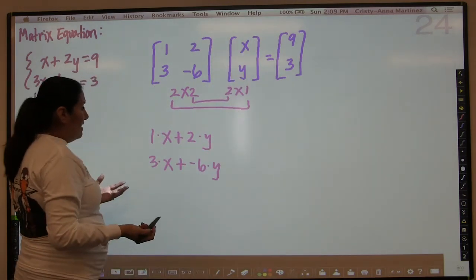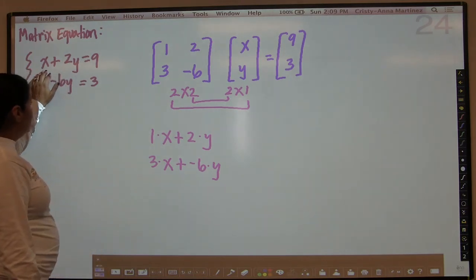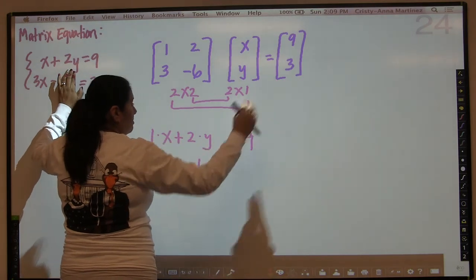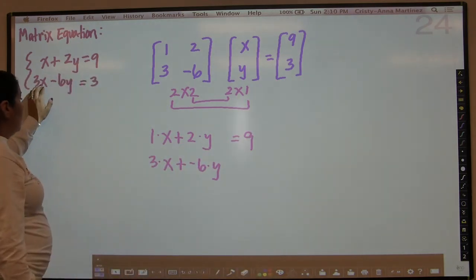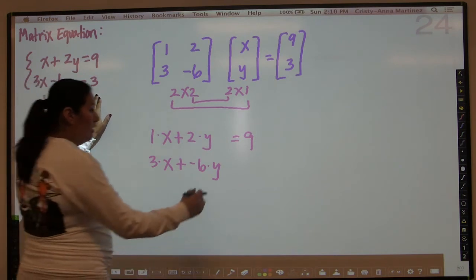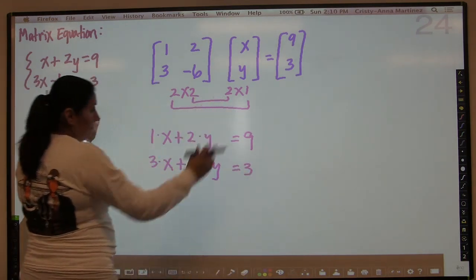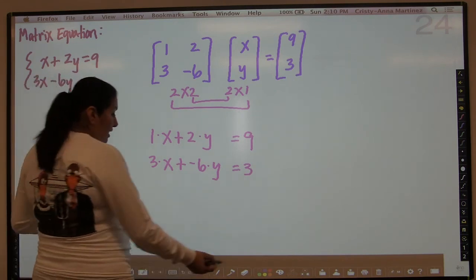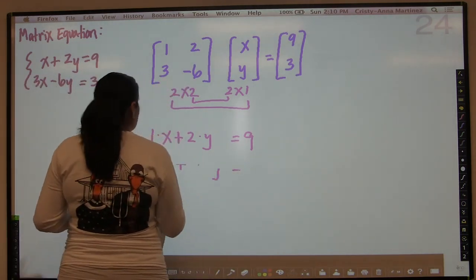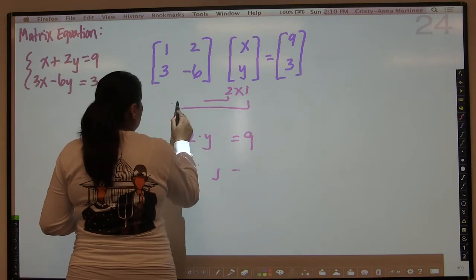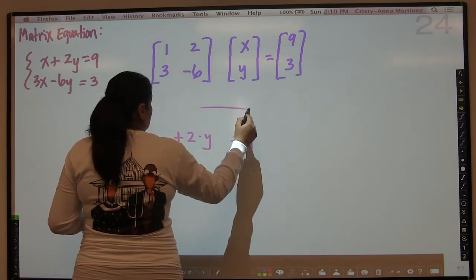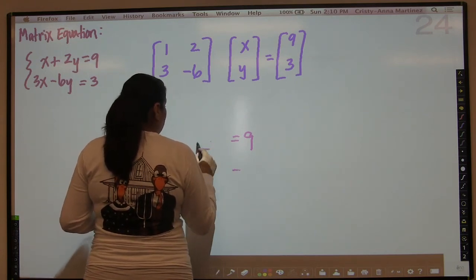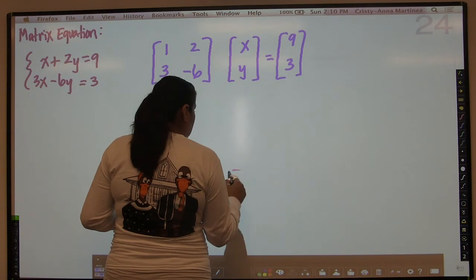And if you look at that, that is the exact same equation you have here: x plus 2y equals 9 from the other side, and then 3x minus 6y equals 3. So this is why we set up the matrix equation in this way, just in case you were wondering why that was going to work. So now that we know it works, how do I solve it? Well, you're going to solve it with an inverse matrix, and I'm going to show you how that works.